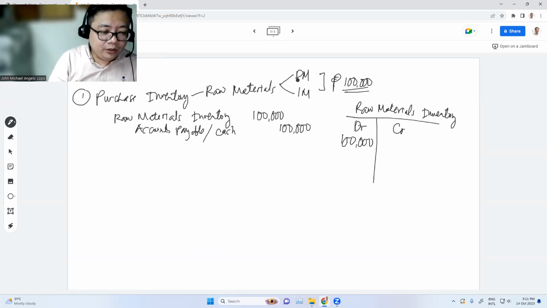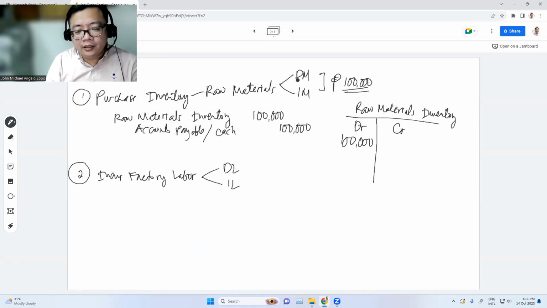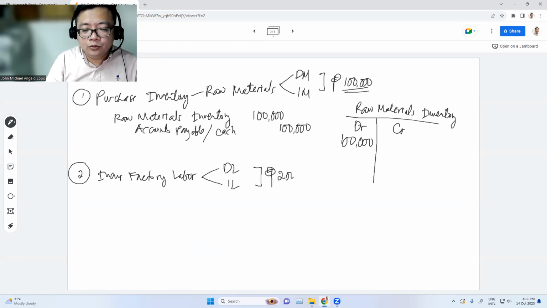Okay. Number two, what if the company incurs factory labor? Sabihin natin, class, in terms of the factory labor, of course, you have your direct labor and also your indirect labor. Pero wala pa. So, I will put here 200,000. What if you will incur factory labor? What is the entry here? You debit here factory labor worth 200,000.